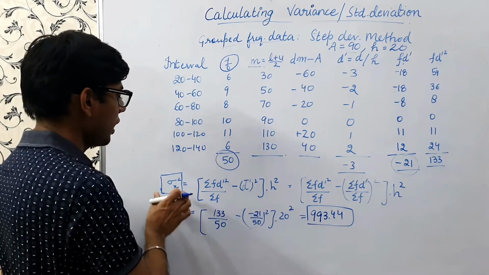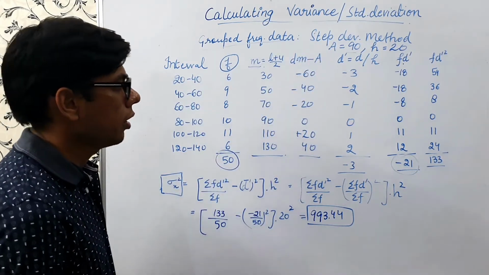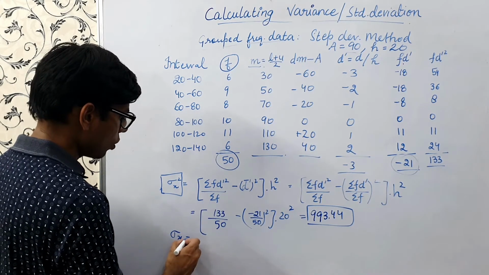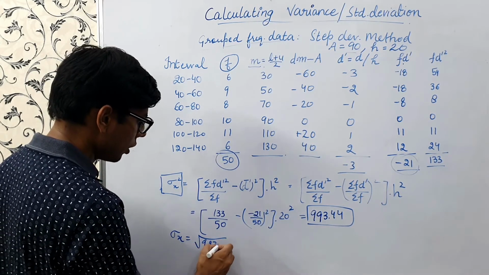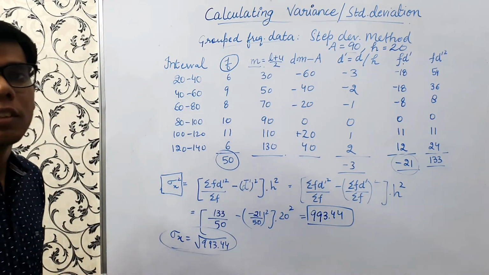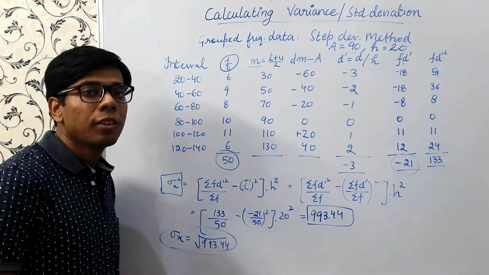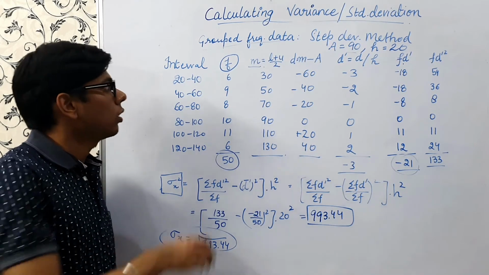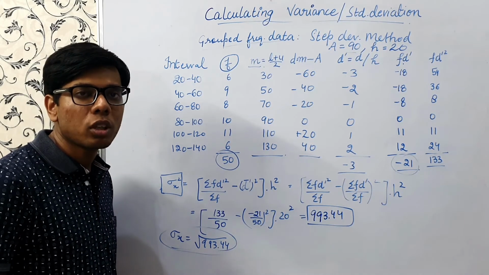Nothing but the variance of this data using the step deviation method, right? So sigma x, if we want to calculate standard deviation, that would be nothing but root of this 993.44, because sigma x is the standard deviation. So we have completed different methods to compute the variance or standard deviation of a series of grouped frequency data or simple frequency data. So hope you have understood the ways to calculate it.